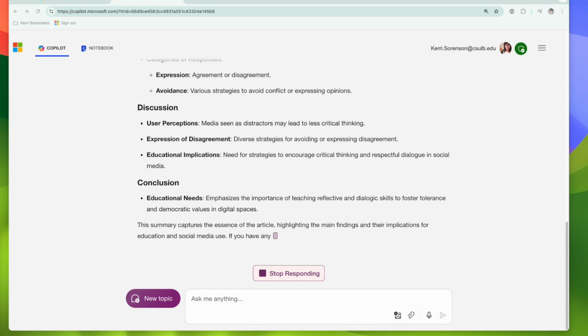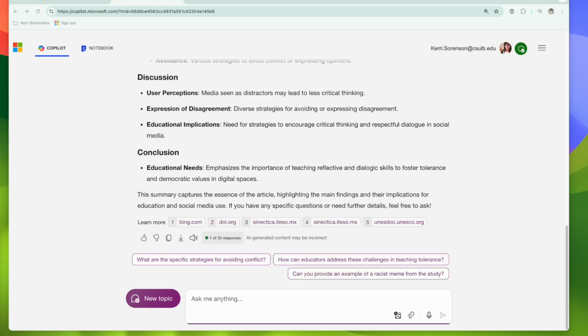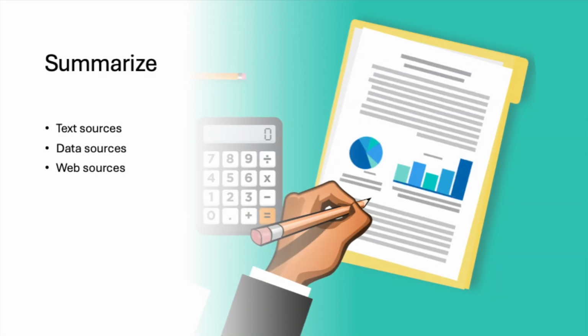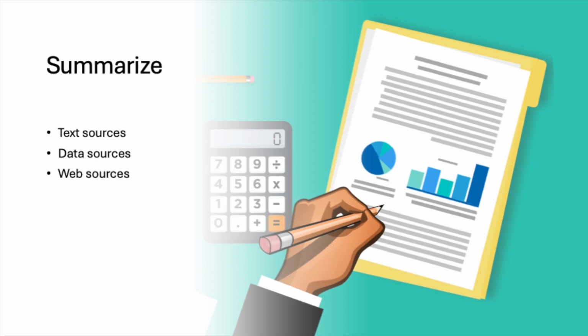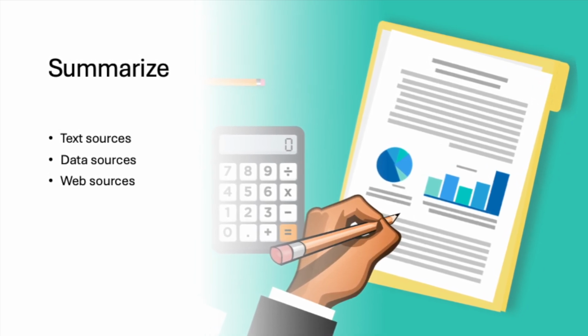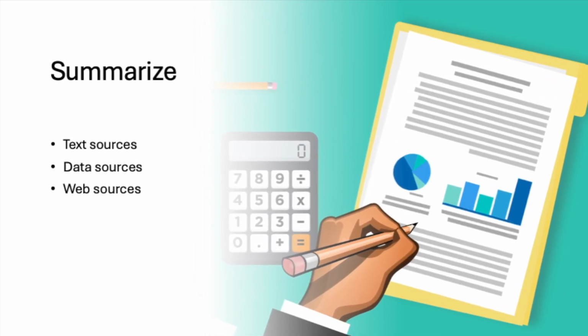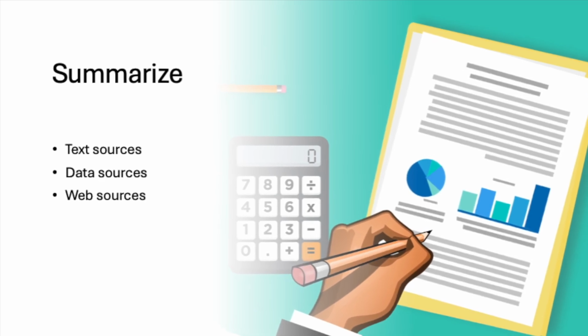I now have about a one-page summary of this 20-page article. And now I'll know based on this summary if I want to read it in its entirety. We summarized a PDF text article, but you can also use Copilot to summarize data in the form of Excel spreadsheets, web pages, Word docs, etc.